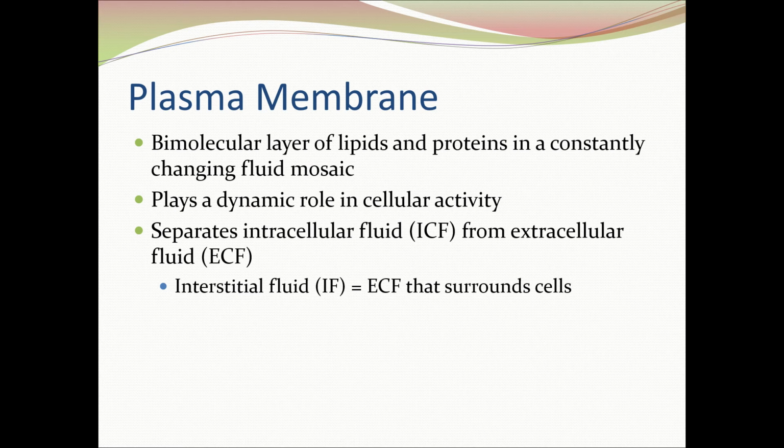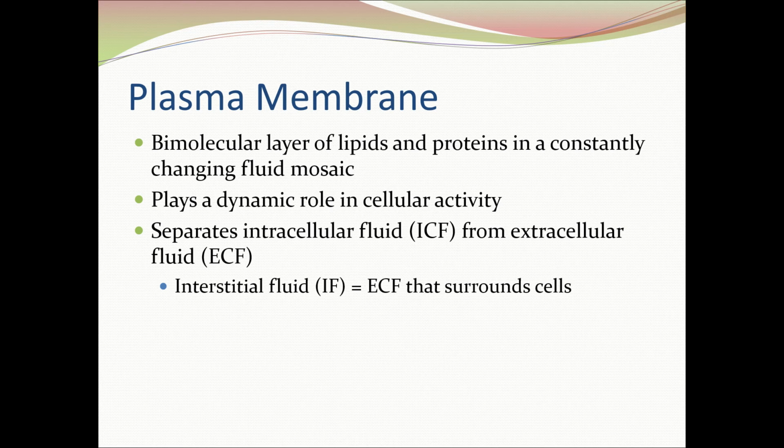Let's start with the plasma membrane in our discussion on the three major components of the cells. We're going to look at each of those in more detail now. So the plasma membrane is a bimolecular layer, meaning it's a double layer, and it contains lipids and proteins that are in a constantly changing fluid mosaic. So the plasma membrane is not rigid. It's very fluid. It has a consistency of oil.